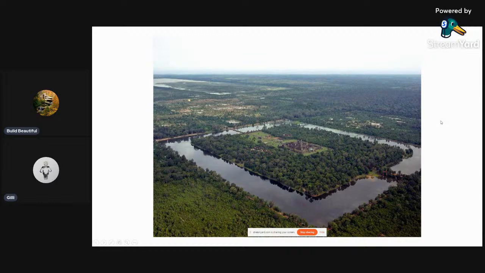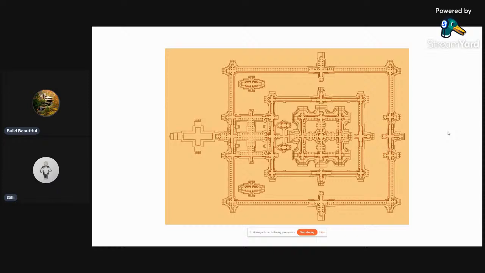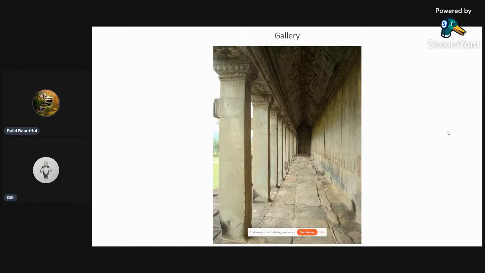So that's just a plan view of the temple complex. Another more detailed plan view. That's great. And then this one's just a photo of the gallery. Yeah, you can see some of the bas reliefs.